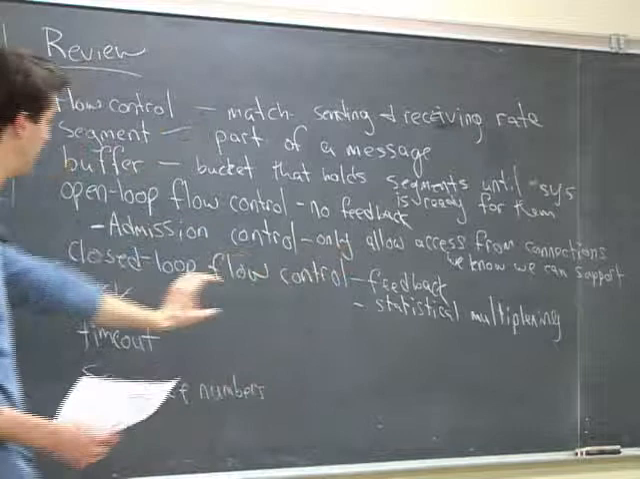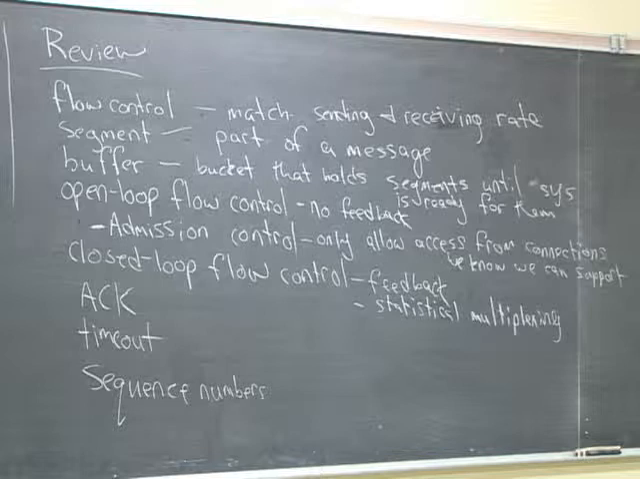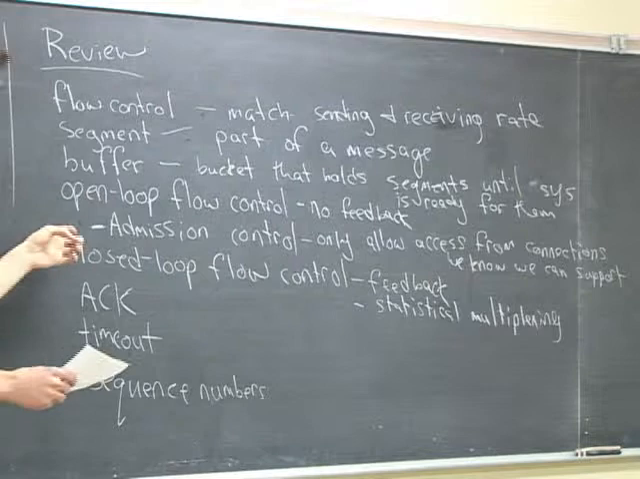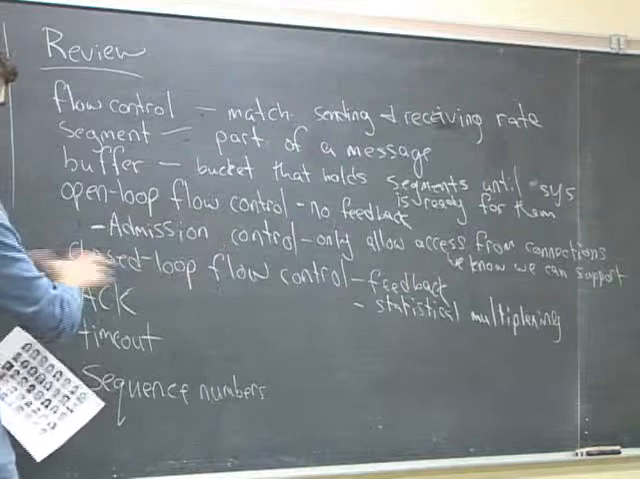And this is what we're gonna talk about today: closed loop flow control in the form of TCP, all right? So TCP is one transport protocol. It's the most commonly used transport protocol on the internet today. And it does this closed loop flow control where it matches the sender's rate to the receiver's rate. And at the same time, it prevents congestion in the middle of the network, all right? So we'll get into that, but let's finish reviewing some of these concepts that we'll need.